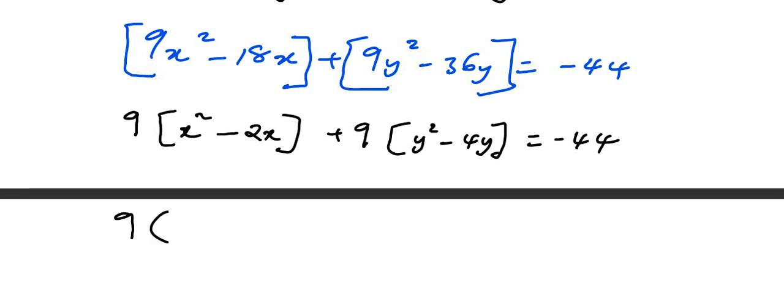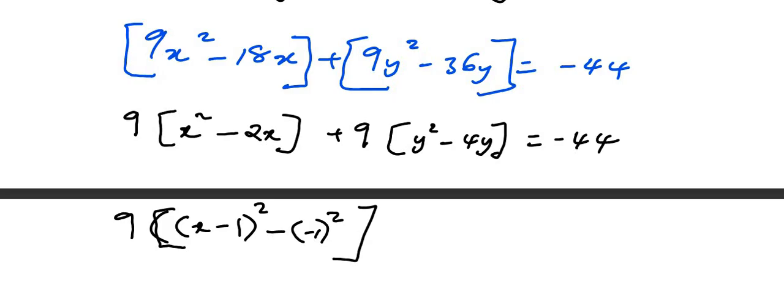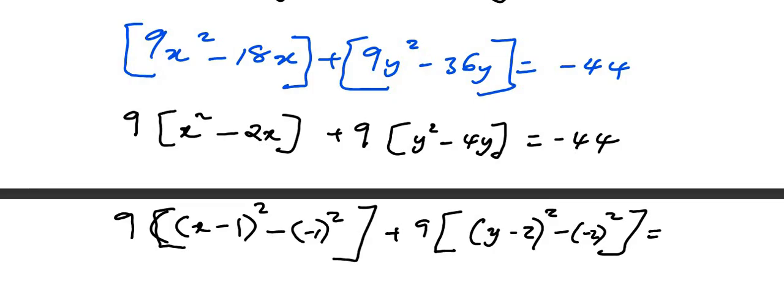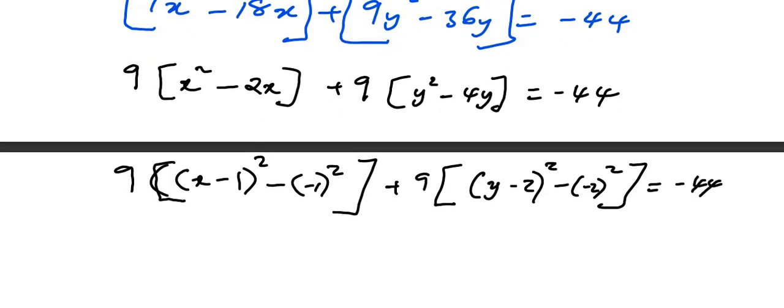Then from here, I'm going to have 9, and inside these brackets I'll have x, then minus half of 2 which is 1, then minus 1 squared. Here again I'm going to have a 9, and in these big brackets there's y minus 2 squared, minus 2 squared. Then there's a negative 44 this side. Are you okay up to this point here? Is this okay?